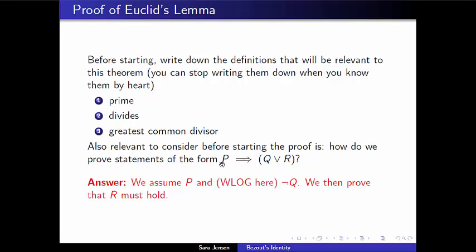Whenever you're proving a conditional statement, if this holds, then we conclude this, you always assume the antecedent, the part that comes on the left-hand side of the implication. So we get to assume the P.